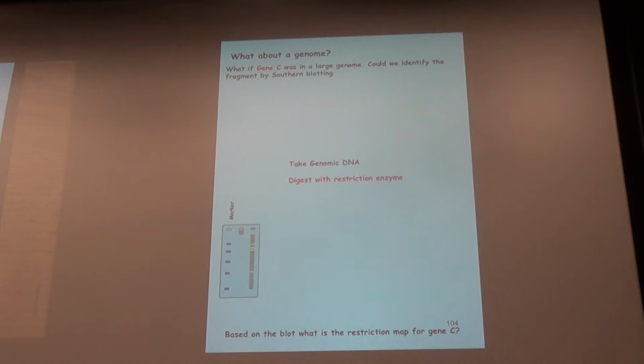So you take your fragment that's labeled, a probe. Here is the actual map. Imagine there are a whole series of genes, A, X, C, and R, and you are interested in gene C.